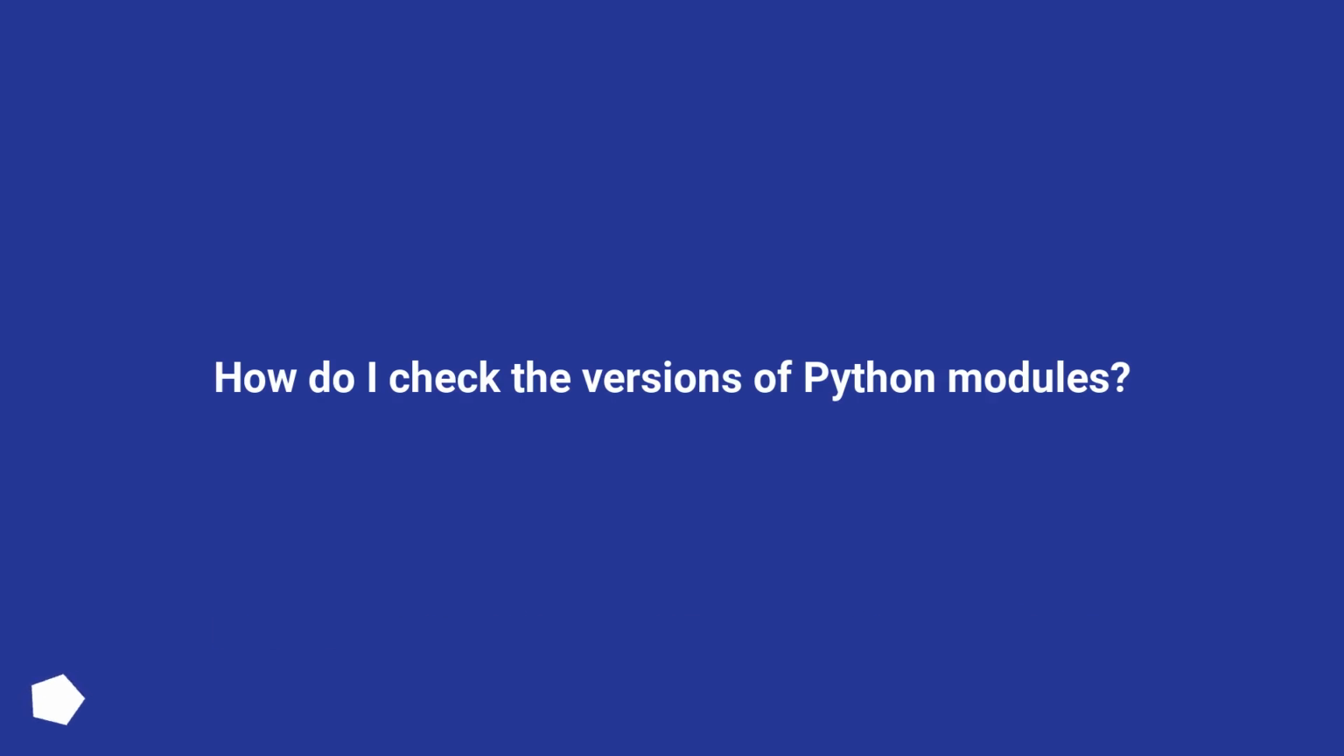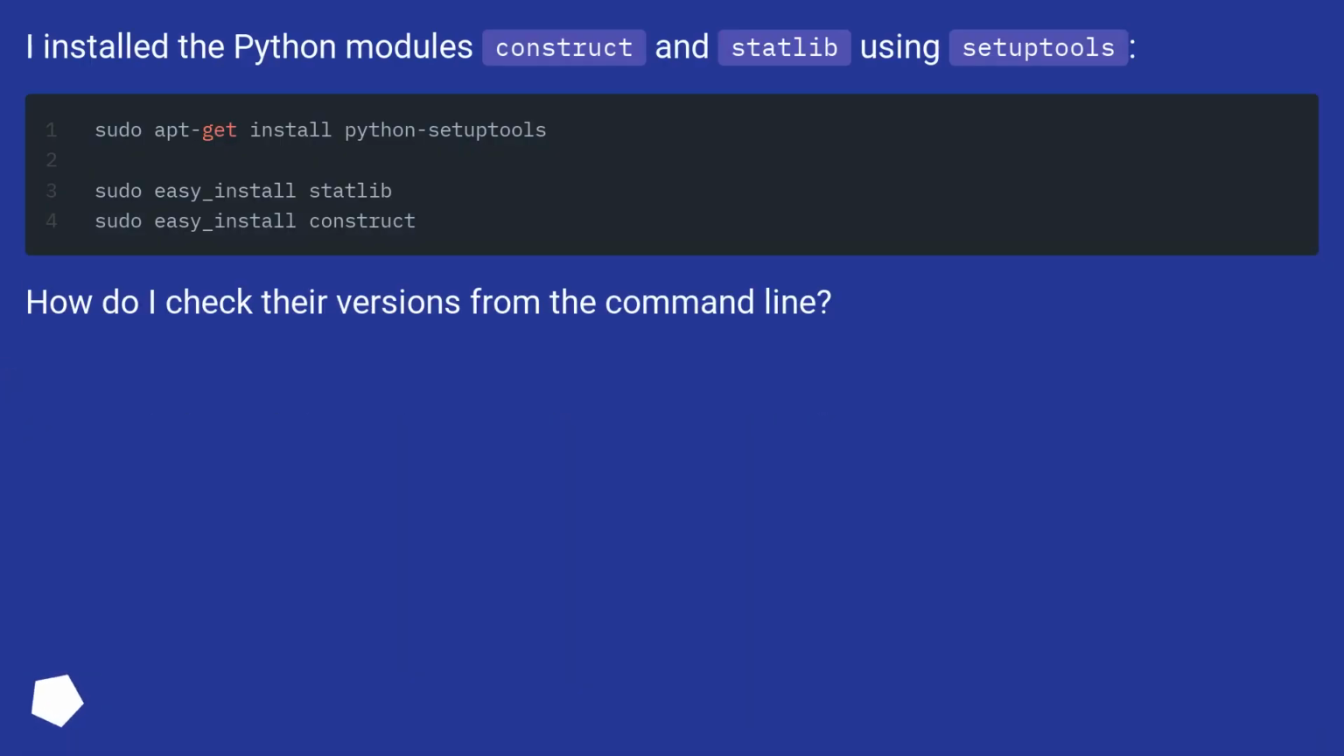How do I check the versions of Python modules? I installed the Python modules construct and statlib using setuptools. How do I check their versions from the command line?